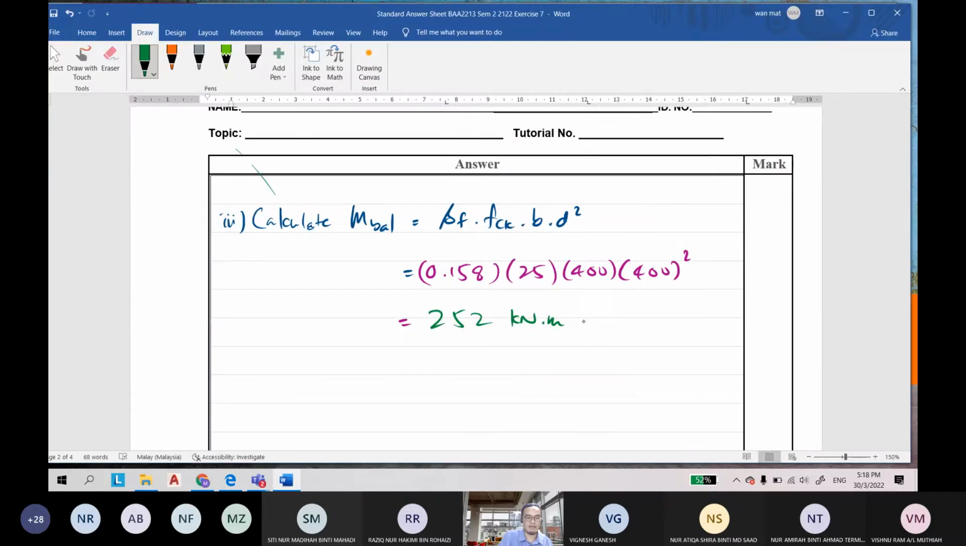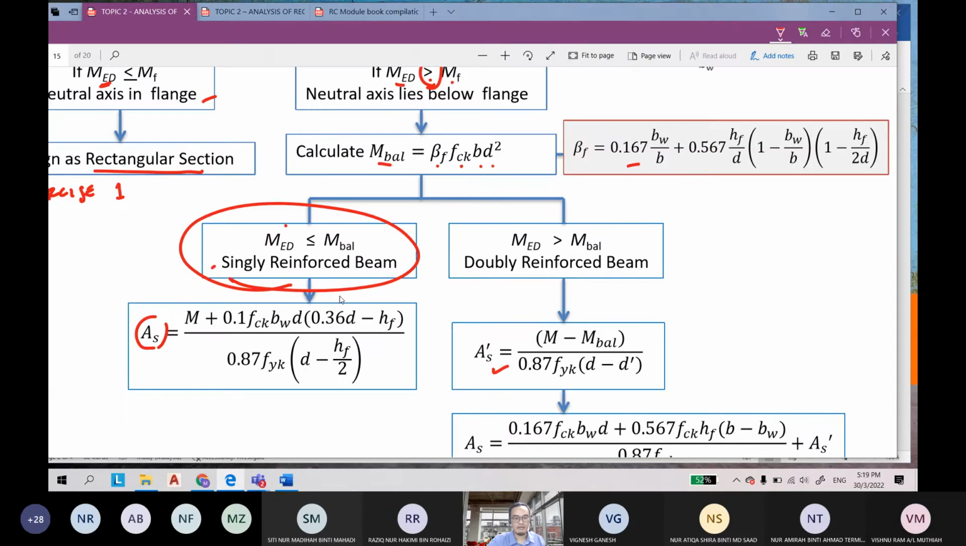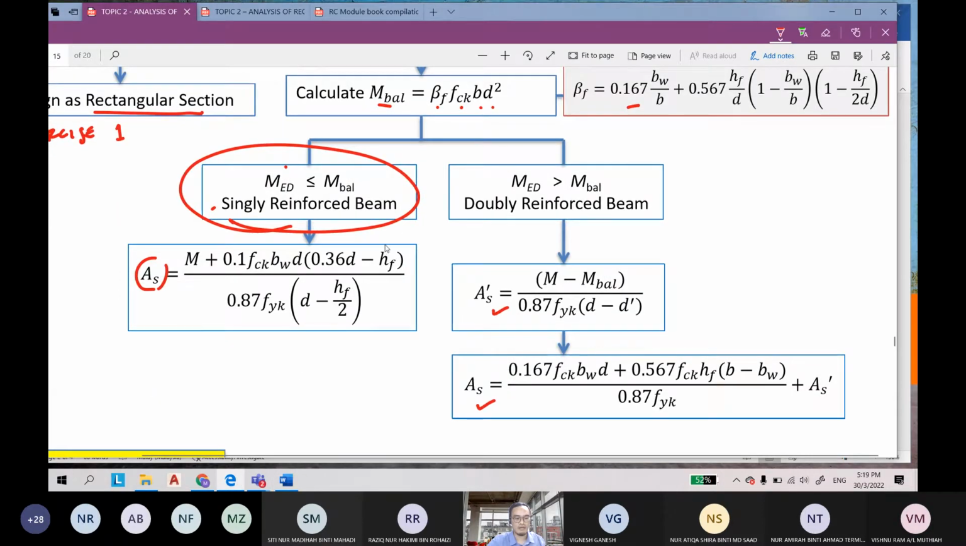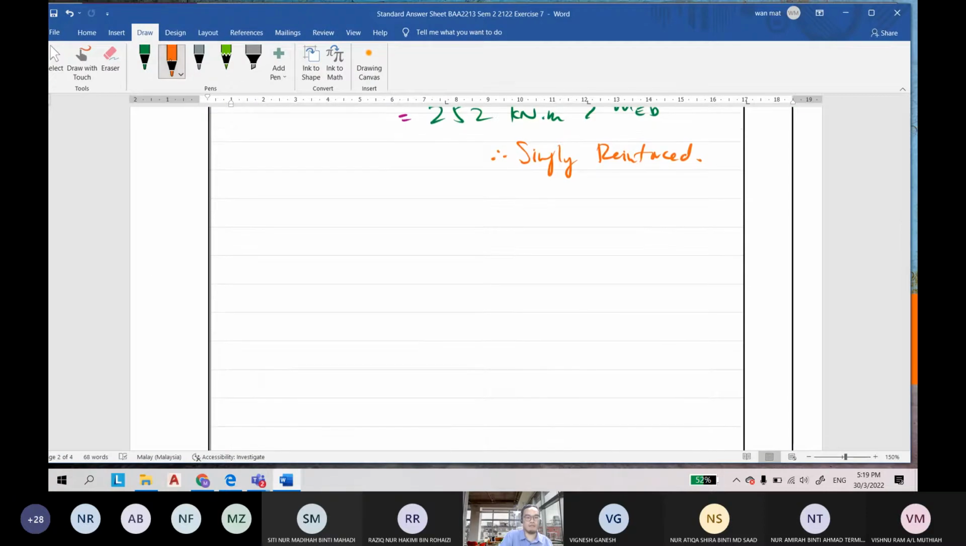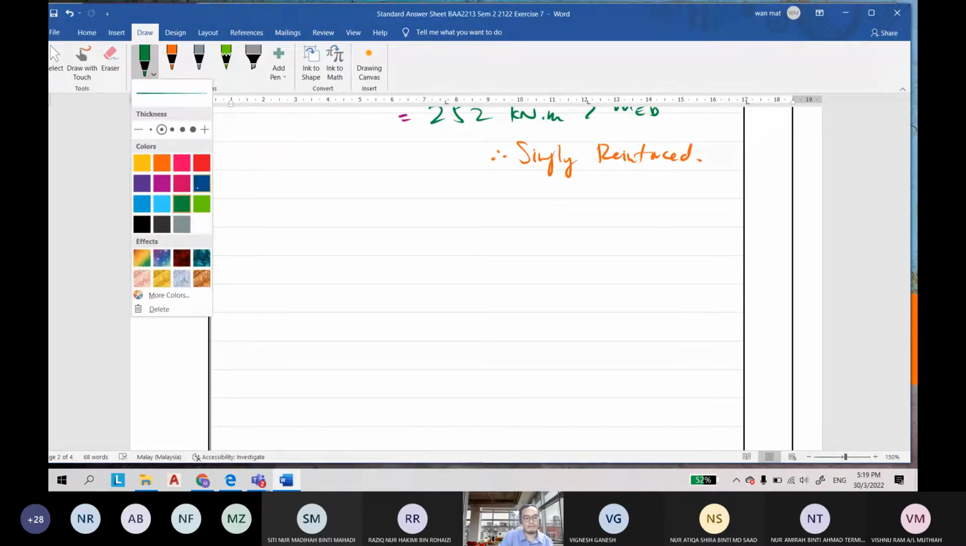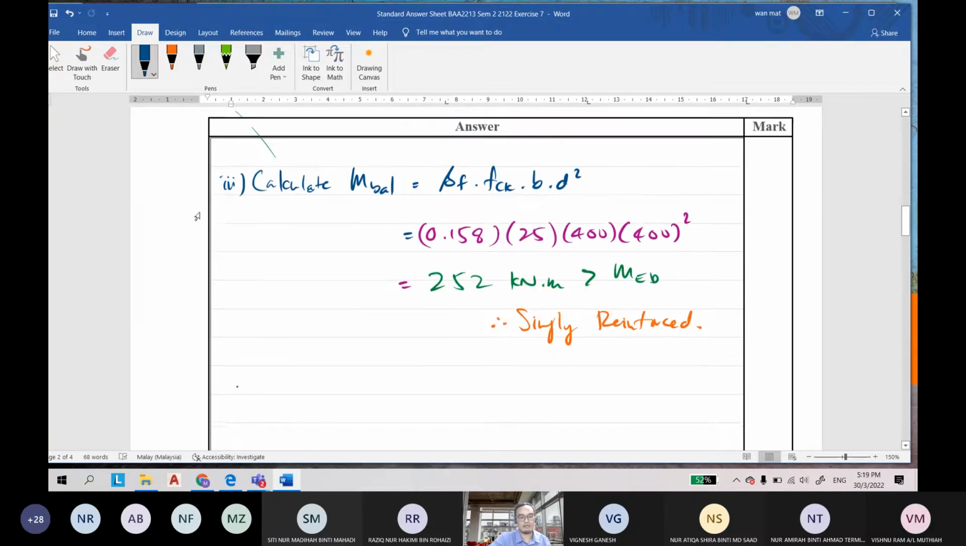So greater than MED, therefore we can conclude that it is singly reinforced. The next step for singly reinforced, you can calculate the AS by using these equations. Let's finish what we had started. Step number 4.